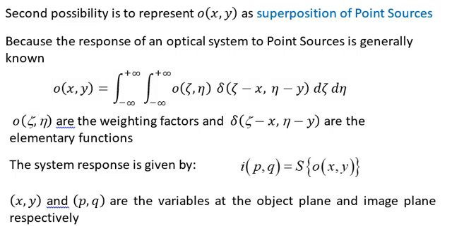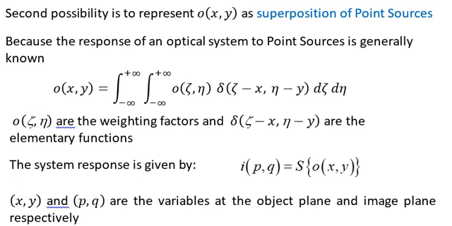Then O at zeta and eta are the weighting factors of the point source, delta of zeta minus x, eta minus y. These are the point sources, and we can regard them as the elementary functions. Now the system response is given by I at p,q equal to S operating on O at x and y. Since we have O here, we can plug in the value of O in the form of integrals, and then we shall compute the response of the system.